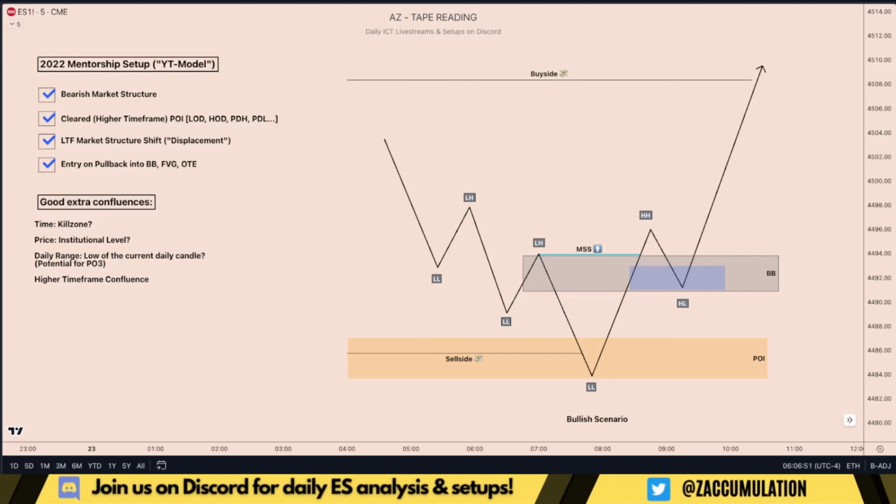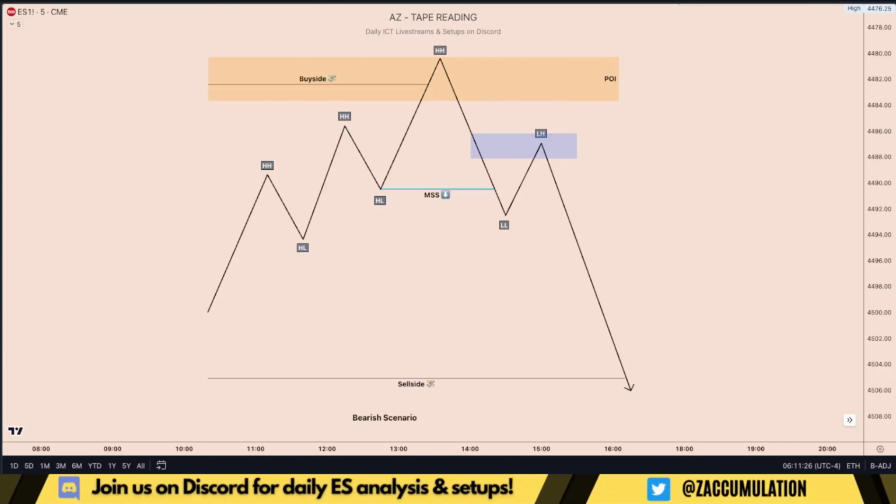Some other YouTubers confuse this YouTube model, which at its core is a reversal setup, with the silver bullet continuation setup, but I will make another video about the specific differences between the two concepts in the future. And of course, this is the bullish scenario. The bearish scenario looks exactly like this, so everything just flipped on its head.